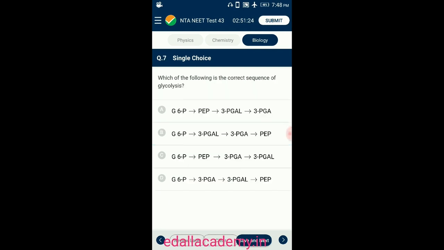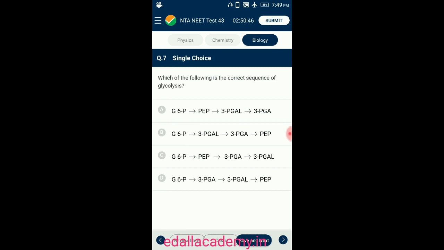Question number 7. Which of the following is the correct sequence of glycolysis? In glycolysis, glucose and fructose are phosphorylated to form glucose 6-phosphate by the activity of enzyme hexokinase and then converted to fructose 1,6-bisphosphate, which splits into the 3-carbon compounds phosphoglyceraldehyde and dihydroxyacetone phosphate. In subsequent steps, these products get oxidized to form PGA and then PEP, which lead to pyruvic acid, the end product of glycolysis.